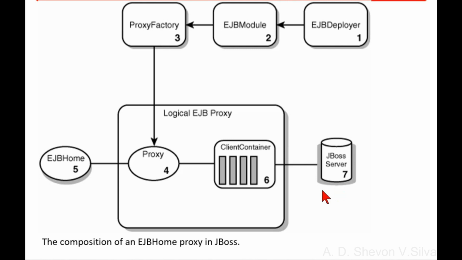Here you can see the EJB deployer is connected to the EJB module, and the EJB module is connected to the proxy factory. The proxy factory is connected to the proxy. Proxy and client container are inside the logical EJB proxy. The proxy interacts with EJBHome. The proxy interacts with the client container. The client container interacts with the JBoss server.